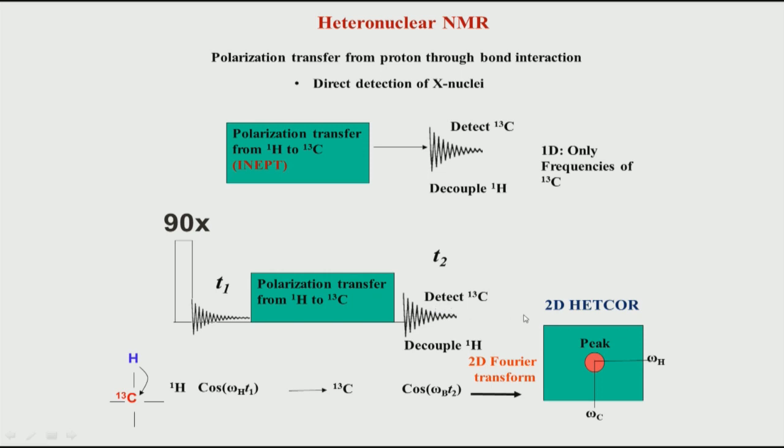So, this approach leads to HETCOR, but we will see in the next class that this is not the best approach. Therefore, for the best sensitivity it is better to start from proton and also end in proton, but at the same time get the 2D heteronuclear information. That is called inverse detection, and we will see it in the next class, because it gives much higher sensitivity than this approach of 2D HETCOR.